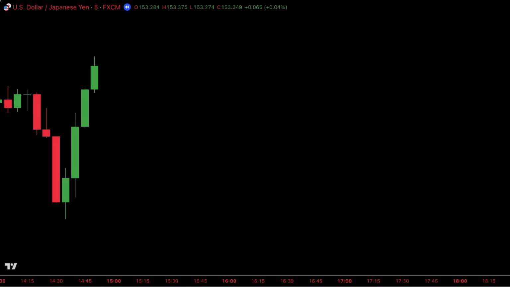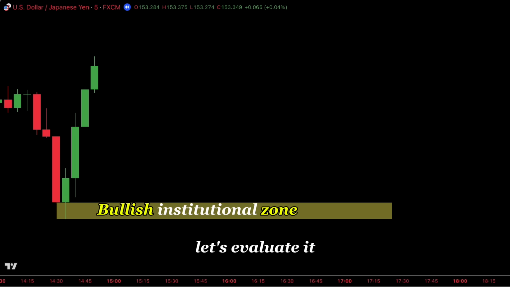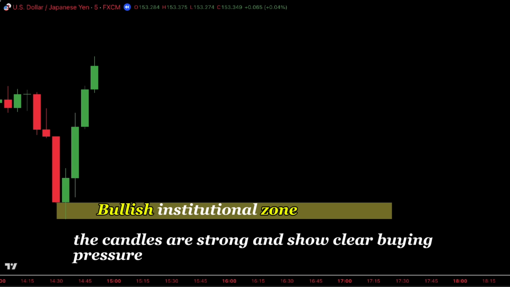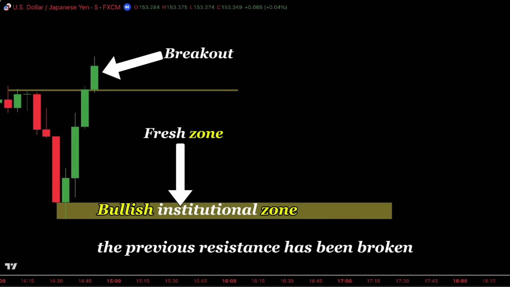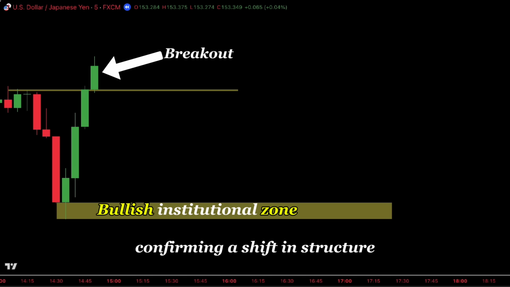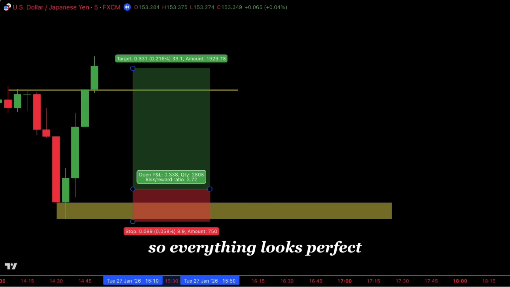Look at this chart example. We have a clear bullish institutional zone. Let's evaluate it. The candles are strong and show clear buying pressure. The zone is fresh. The previous resistance has been broken, confirming a shift in structure. And the reward-to-risk ratio is attractive. So everything looks perfect. Now look at what happens next.